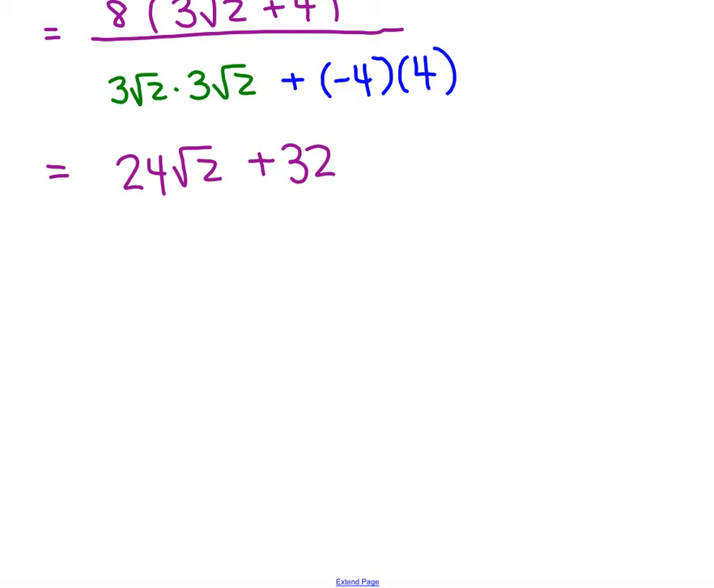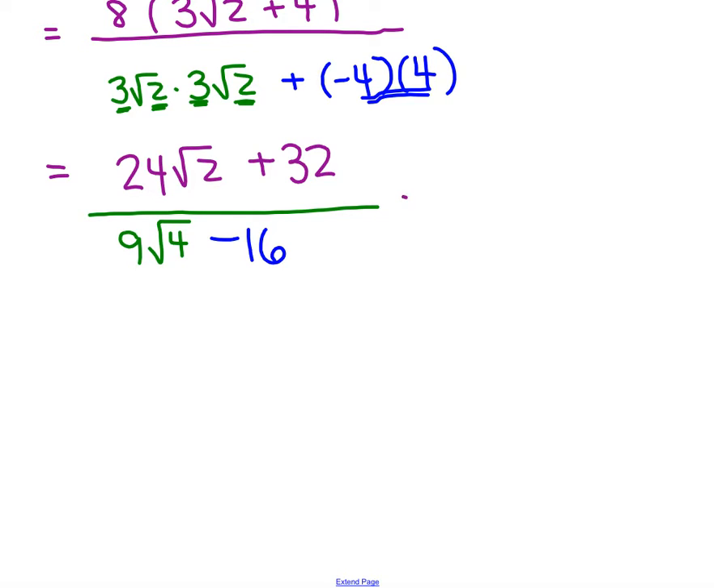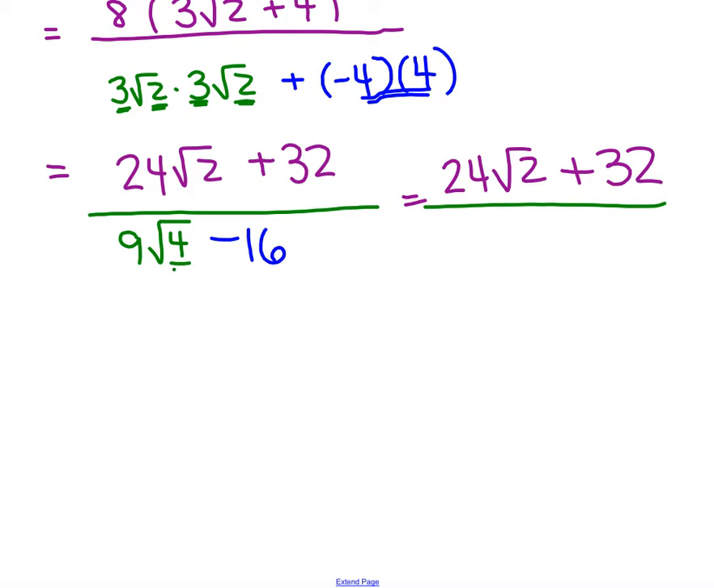Denominator. When we multiply 3 square roots of 2 times 3 square roots of 2, we take the 3 and the 3 and we multiply them together to give us 9. And then square root of 2 times square root of 2 is square root of 4. All right, going over to the blue. Negative 4 times positive 4 is negative 16. I'm going to leave the numerator alone for now. So I have 24 square roots of 2 plus 32. Denominator. Square root of 4 is 2. And then minus 16.